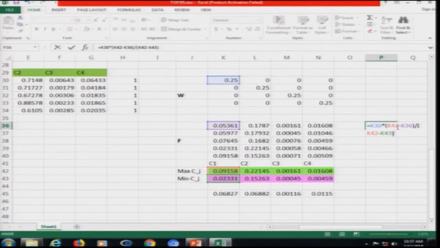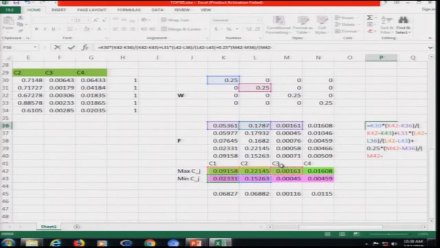So, here what values become fixed? These values for the corresponding cells are fixed. So, I will basically find out, then I go to the second value, which is this multiplied by max minus F12 divided by max, I am taking for now for the second, j equal to 2, minus min of j2, plus 0.25 into maximum for the C31 minus F13 divided by maximum for third criteria minus the minimum of third criteria.